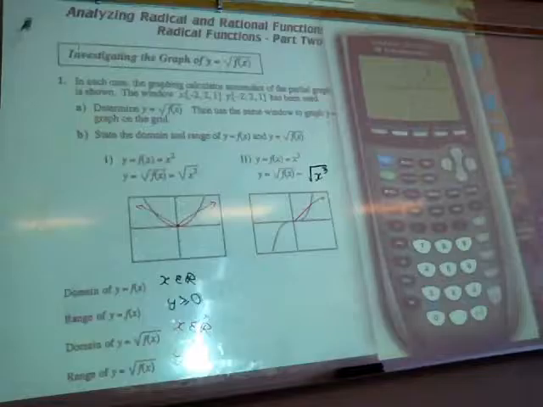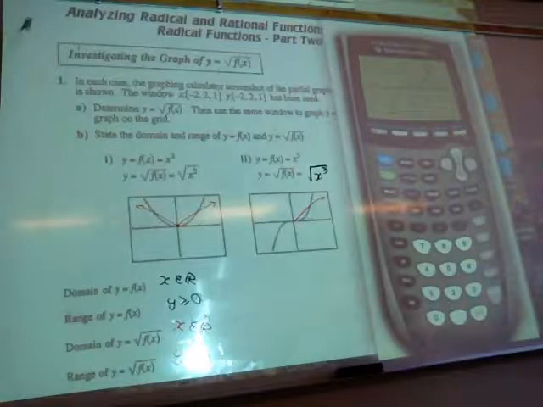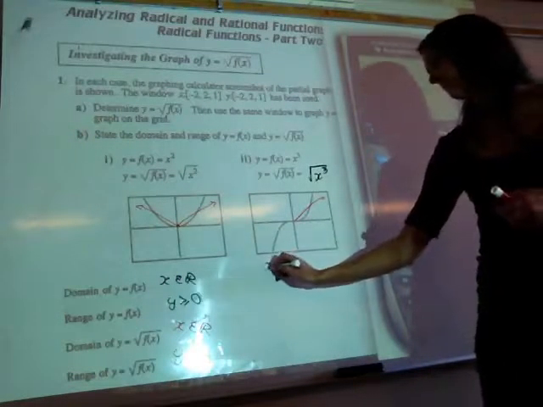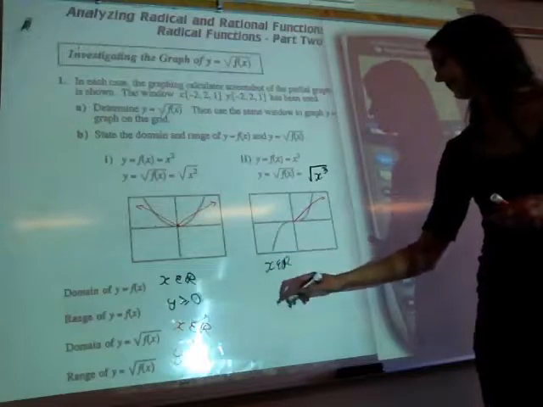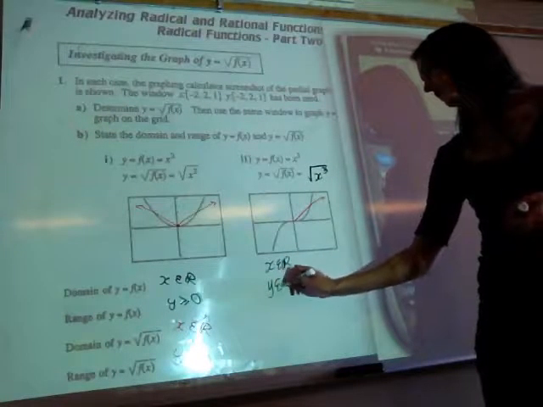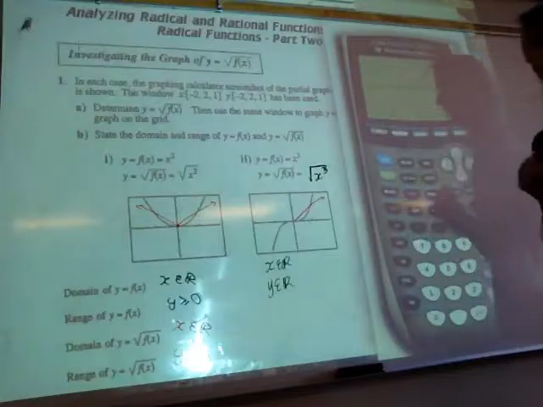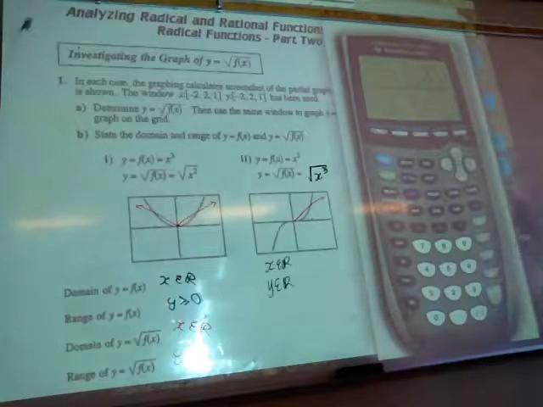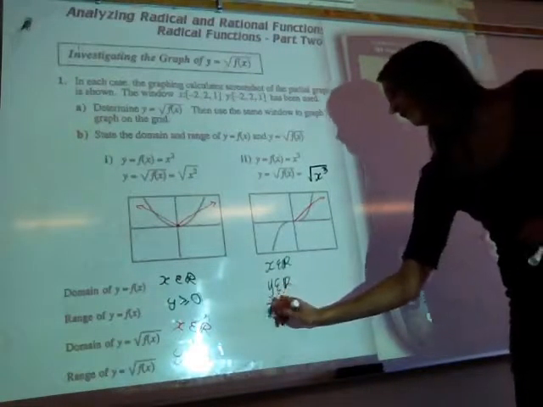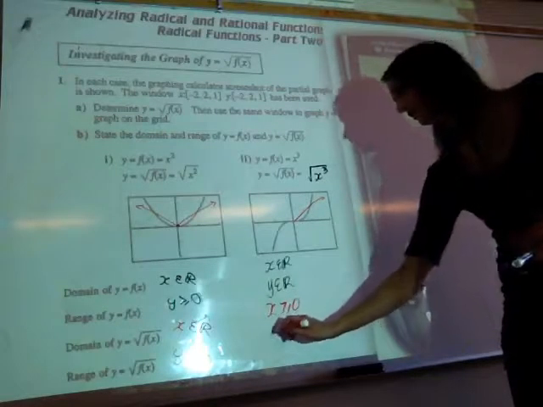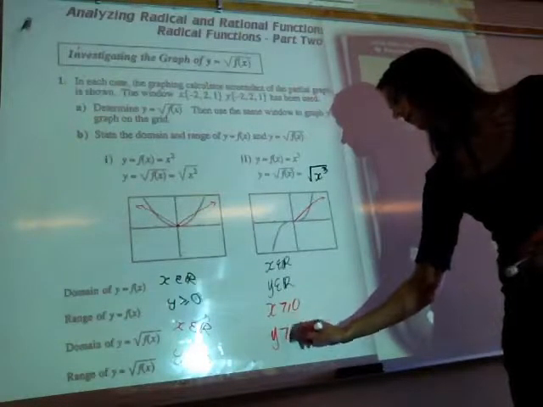So what's the domain of the original function? X is an element of all real numbers, and your range? All real numbers. What is the domain of your new function? Greater than or equal to 0, perfect. And your range? Greater than or equal to 0.